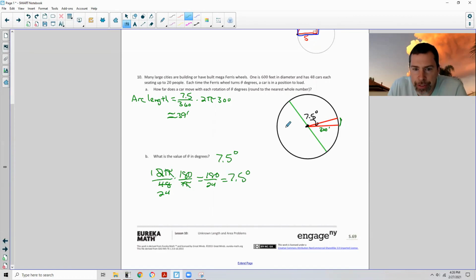So there's another way to do it. I just calculated 360 divided by 48 and found the angle measure, but we could have just taken 2 pi divided by 48 and multiplied it by 180 over pi to convert from radians to degrees.